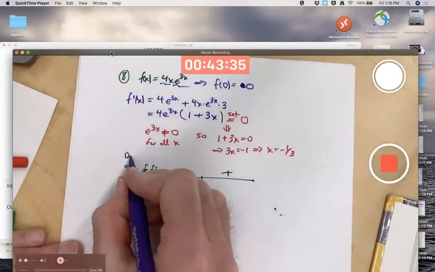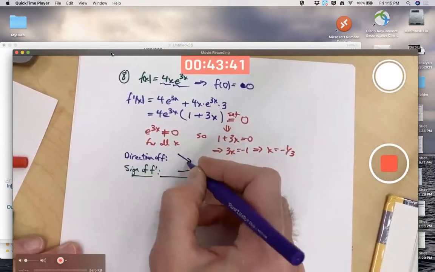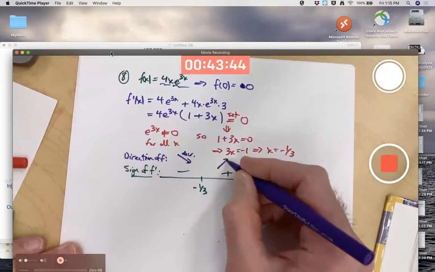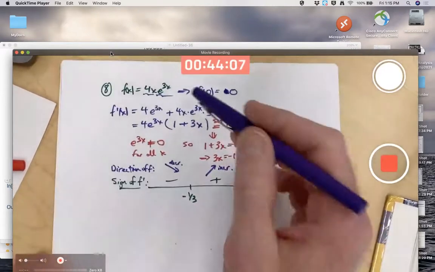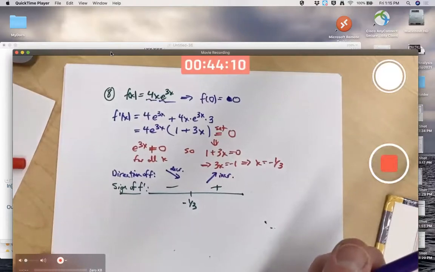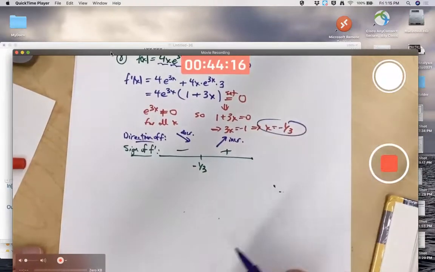So the direction of f is downward over here, decreasing, and upward over here, increasing. Does that mean the graph of f looks like a parabola? Not necessarily. You have to think about the long-term behavior of the graph as well. It might be parabola-like near -1/3, but not exactly. It can't be exactly. This is not a quadratic function. So one critical point, there's your answer for the critical point.